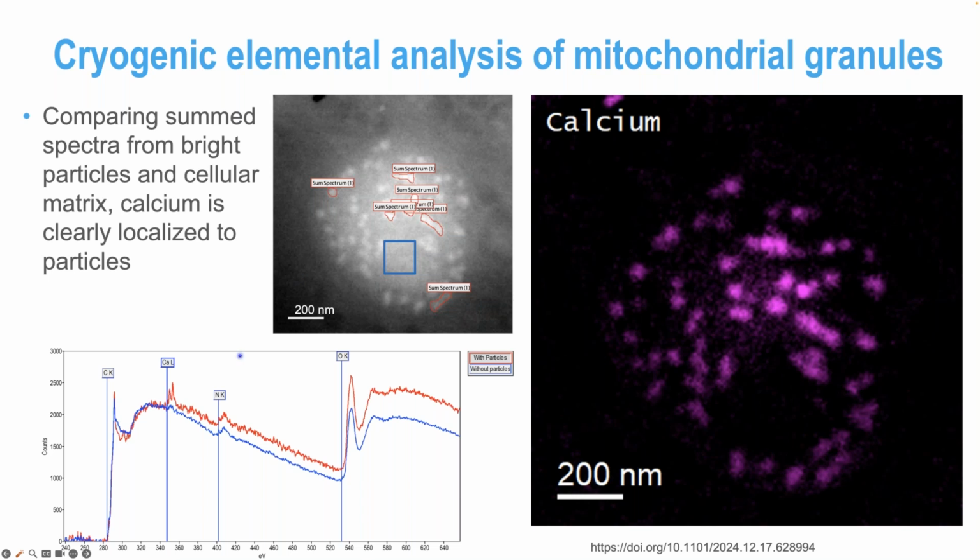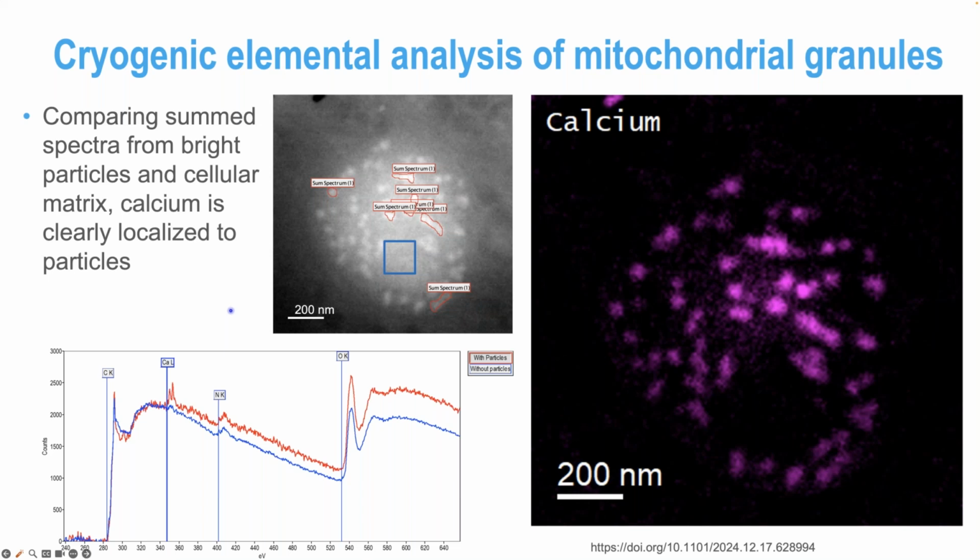And if we look down in the bottom left, it's very clear that the calcium, or the detectable calcium, is localized to these granules. So the calcium L edge is strong in the red spectrum, and the intensity is low or absent in the blue spectrum. We've probably got enough resolution here to do LNES analysis, but that wasn't really the project. Okay, so that's the cryo example.